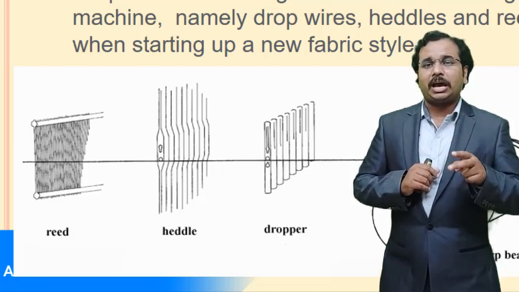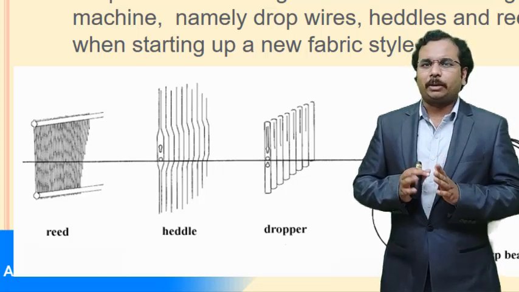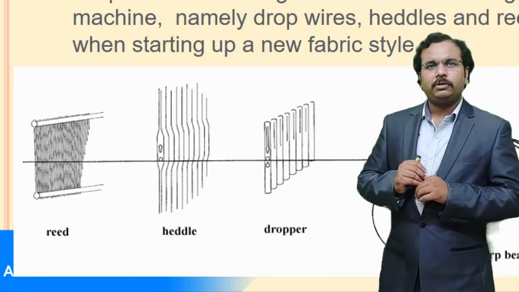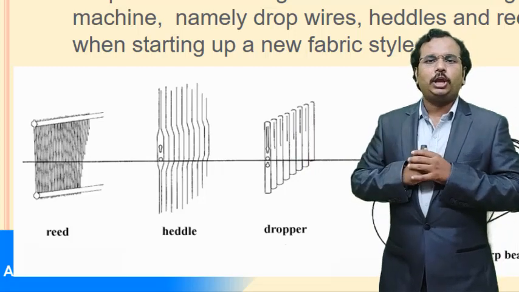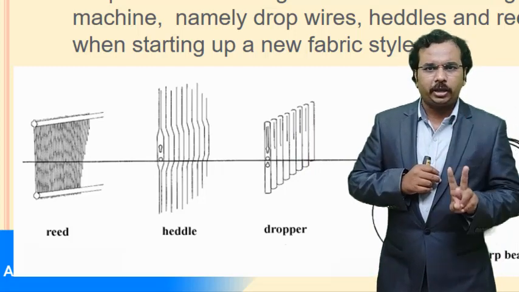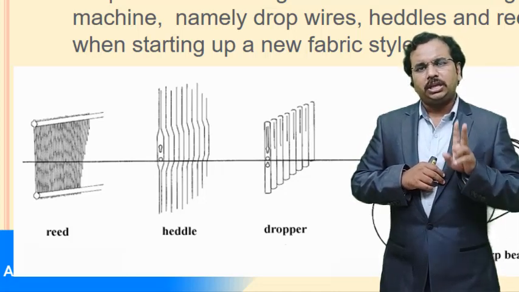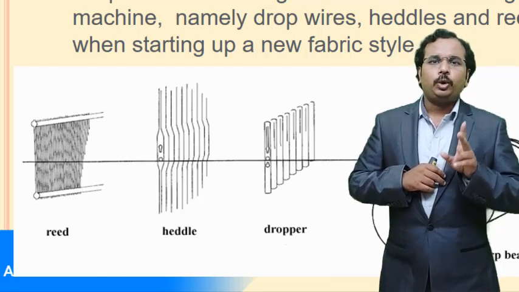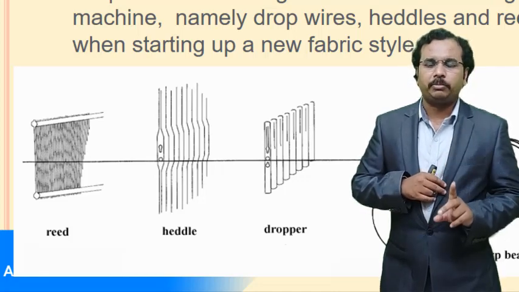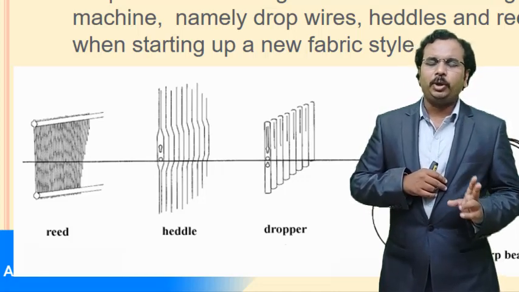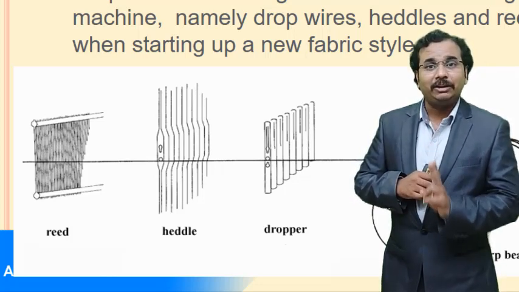In one heddle frame there are a number of heddle wires. For example, if the beam consists of 5,000 ends, and we have two heddle frames, then in each heddle frame we have a total of 2,500 heddle wires. So 2,500 in one heddle frame, and 2,500 heddle wires in the second heddle frame.